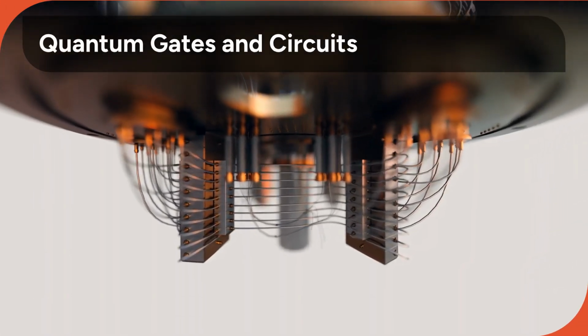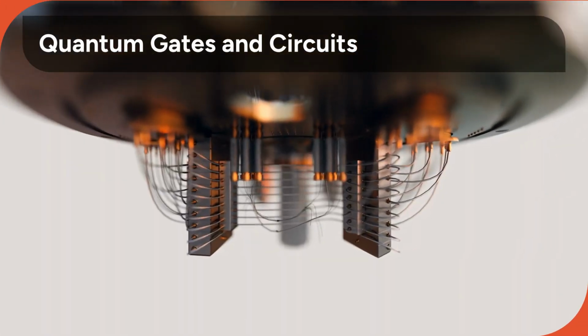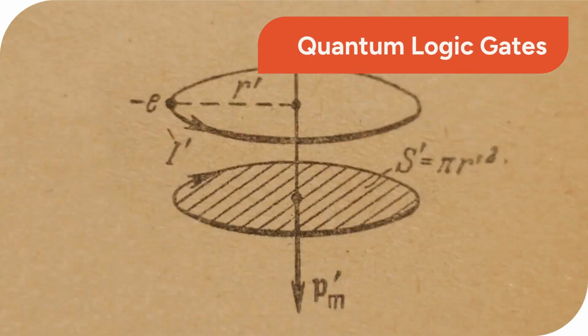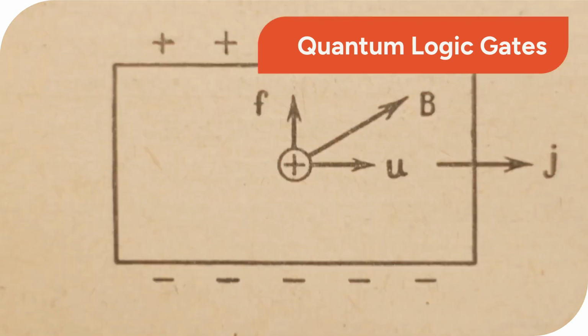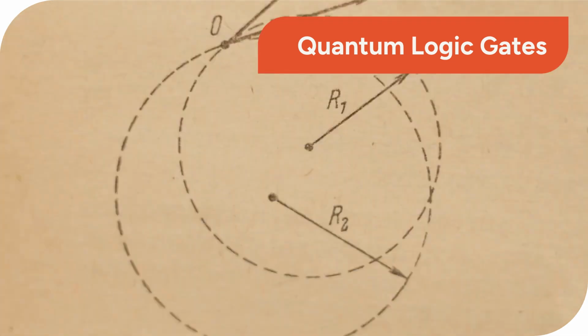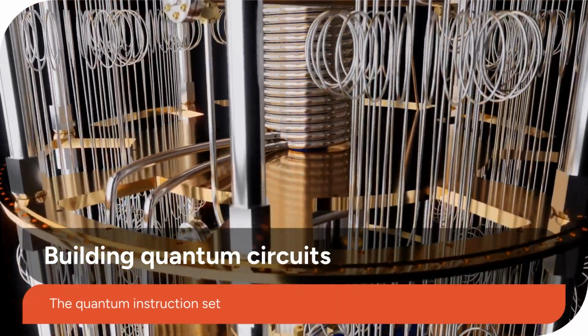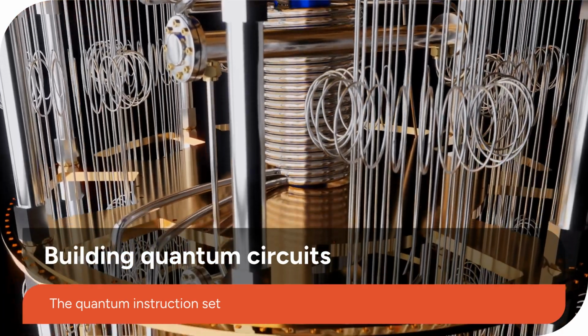To perform computations, quantum computers rely on quantum gates, which manipulate the states of qubits. These quantum gates are the equivalent of the logic gates in classical computers, but they operate on qubits in superposition and entanglement, enabling far more complex transformations. By connecting a sequence of quantum gates, we form quantum circuits, which are the blueprints for executing quantum algorithms.